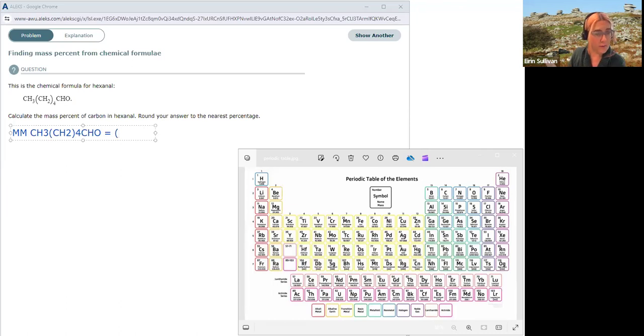So there's 1 carbon in the CH3. There's 1 carbon in the CH2, but there's 4 of them. So 1 plus 4 is 5. And then another carbon in the CHO. So that is 6 total carbons. 12.011 grams per mole is the molar mass of carbon. And then we need to tot up how many hydrogens we have. So 1, 2, 3. And then we got the CH2, but those hydrogens are times 4, so 2 times 4 is 8, plus 3, and then plus the 1 from the CHO is going to be 12 hydrogens.